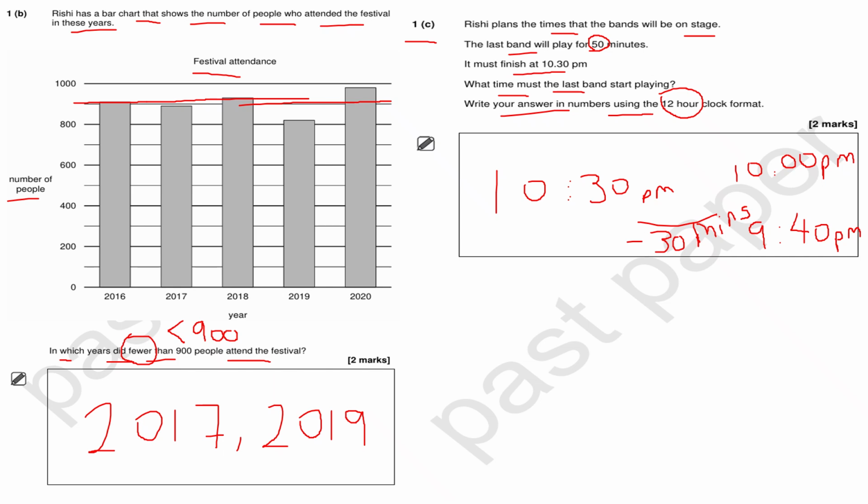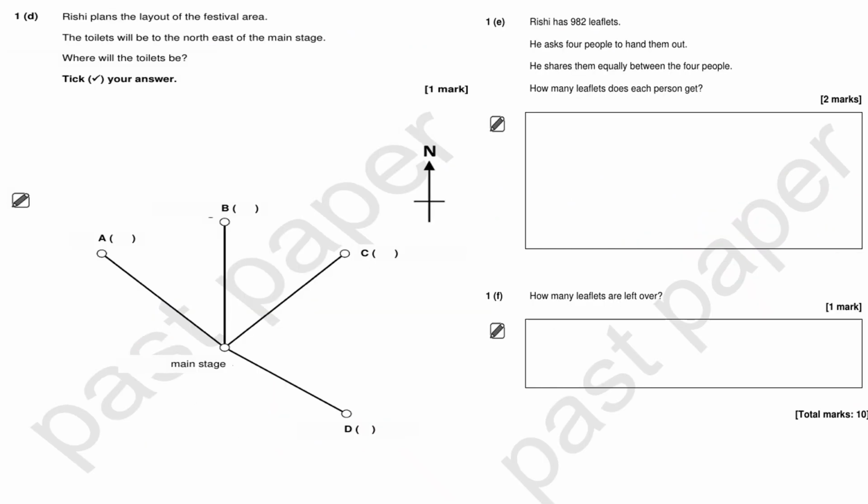So yeah, hopefully that makes sense. 1D, guys. Rishi plans the layout of the festival area. The toilets will be to the northeast of the main village. Where will the toilets be?